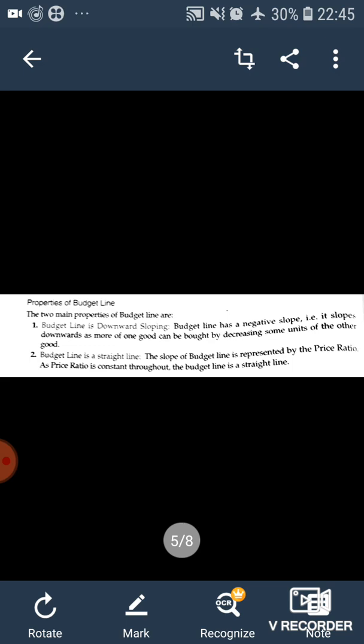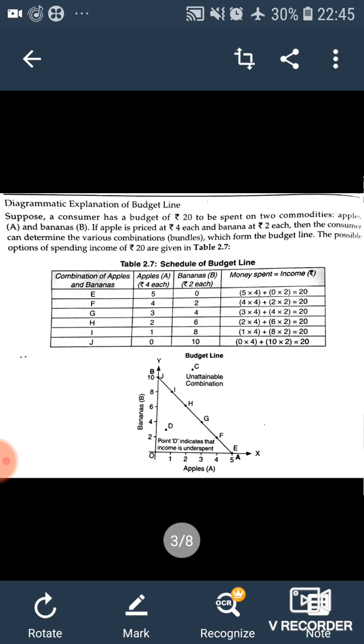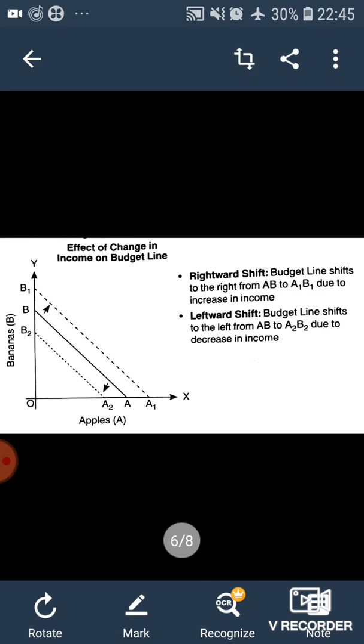It is constant. Why is it a straight line? Because the slope is represented by the price ratio and the price ratio is constant throughout. The price ratio always remains the same throughout the different combinations because the price is not changing. If you change the quantity, the price remains the same. So the price ratio remains the same throughout the budget line. That is why we say that it is a straight line. So these are the two properties.